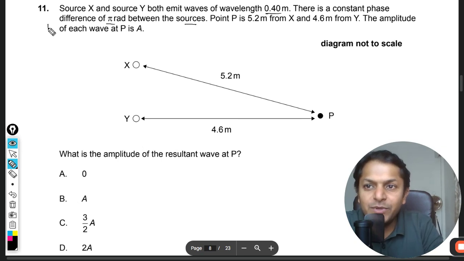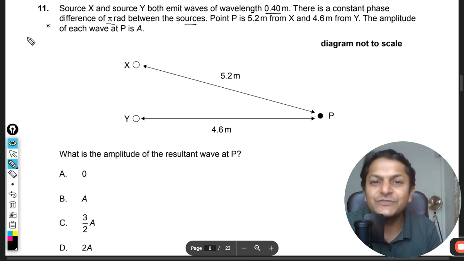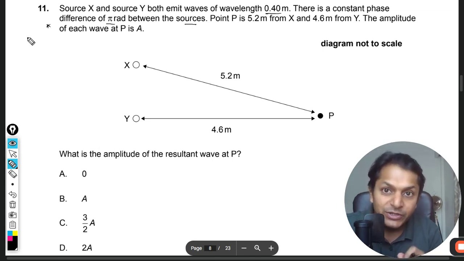Okay, there has never been this kind of question earlier in IB physics. So this is the first time I'm doing this kind of question for IB. Okay, so this is going to be different.